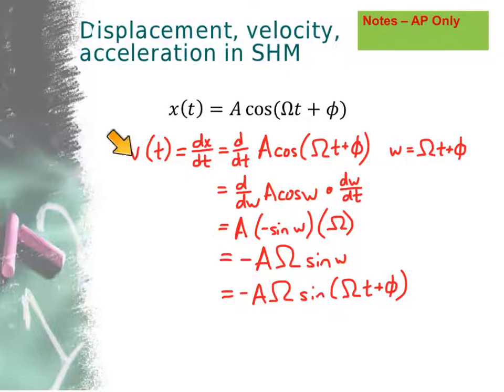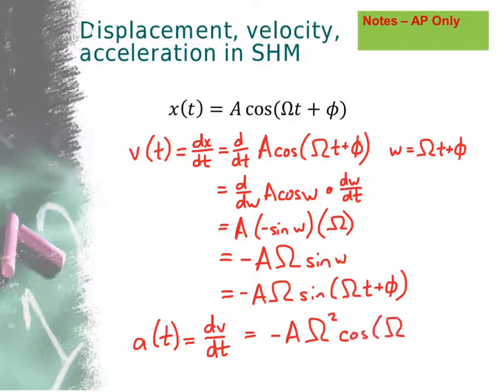If I want to go from velocity to acceleration, well, acceleration is equal to dv/dt, and you can differentiate this with respect to time one more time, very similarly to the way I did it up here. And you're going to end up with negative a times omega squared times cosine of omega t plus phi. So that's how I came up with that handy-dandy little chart on the previous slide.